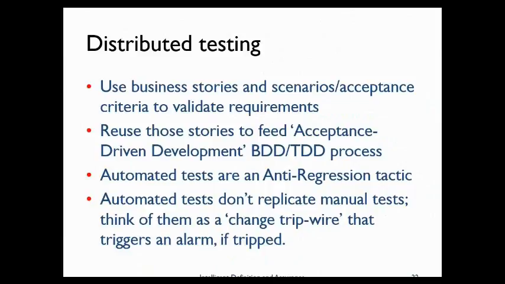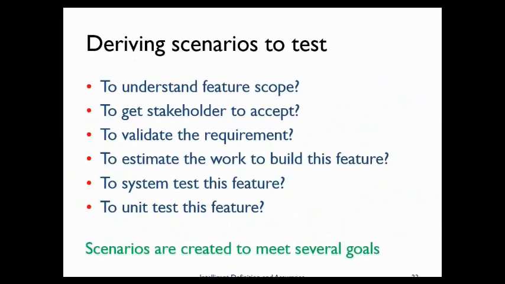If you think of it as an alarm, as a tripwire, as an anti-regression tactic rather than a mechanistic "we must automate all tests and have them running for all time" attitude, this way of distributing the testing from stories through to the continuous integration regime, I think, is the more modern way of thinking about testing in Agile teams and in teams in general as well.